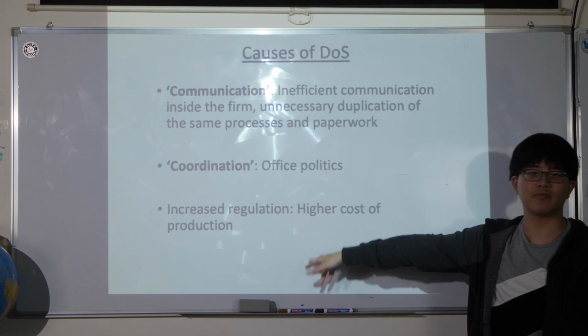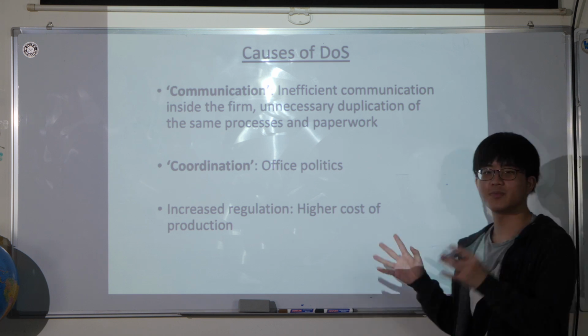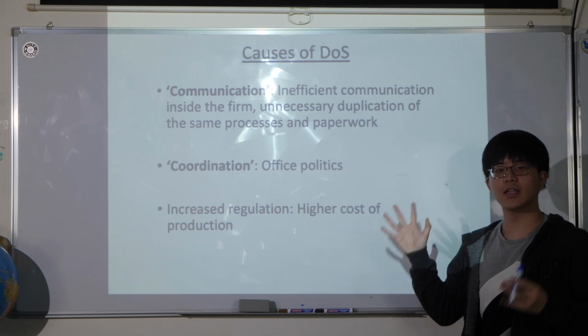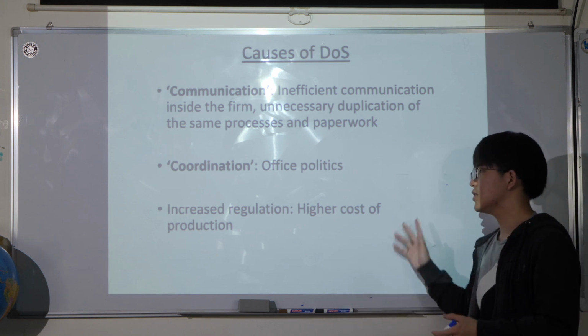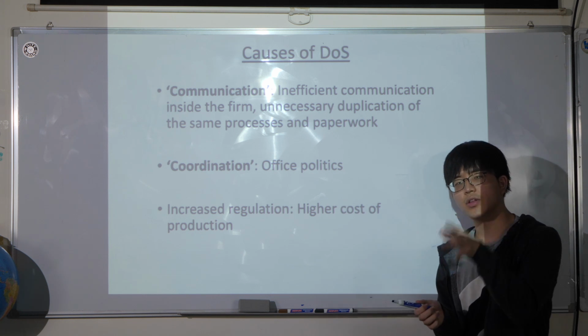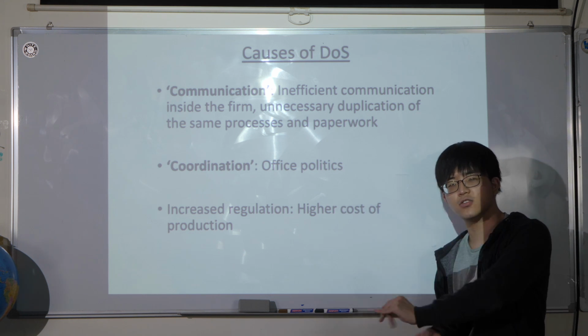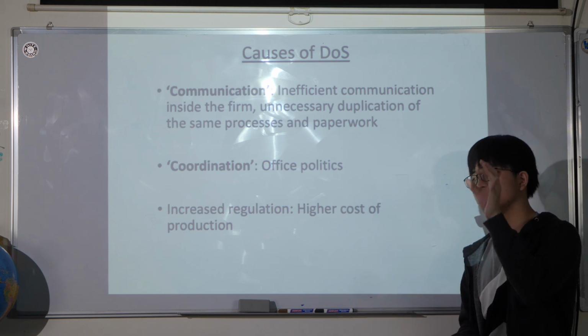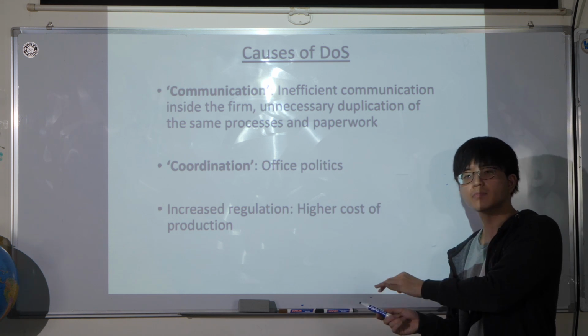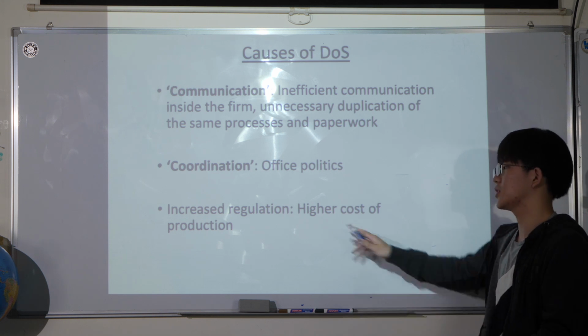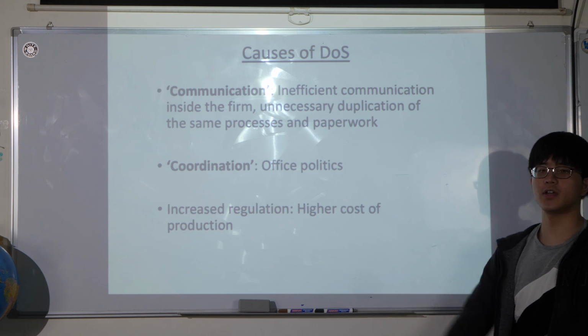Last one is increased regulation. Of course, if the firm's size is too big, then it can cause kind of monopoly or oligopoly. You will learn this later. That's the reason why government will give more regulations to reduce the size, to divide the companies as much as possible, and it will cause, of course, high cost of production. Okay, next.